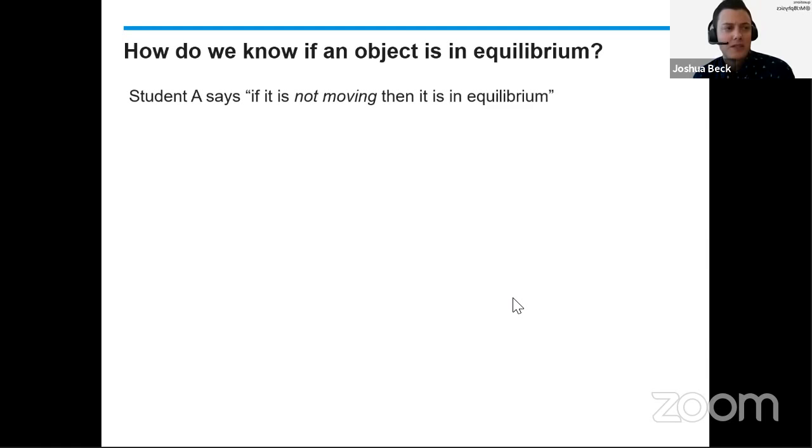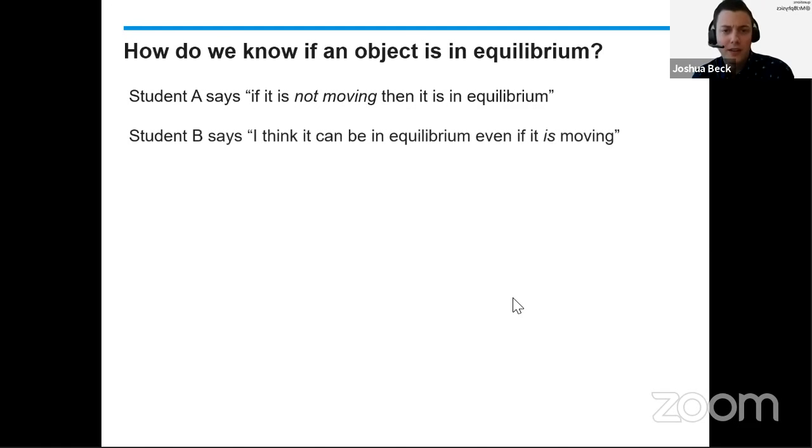Some common ones that we see, sometimes a student will say, well, if it's not moving, then it's going to be in equilibrium. So other students might say, I think it can be in equilibrium even if it is moving. So I want you to take a moment and look at these two statements and decide if you think that student A is correct, either partially or fully correct, or are they completely off base? And then do the same for student B. Do you think that student B is completely correct, partially correct, or totally off base?